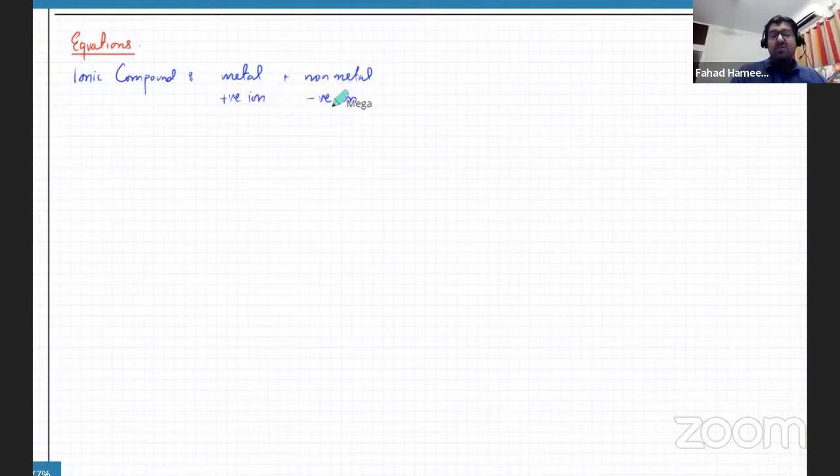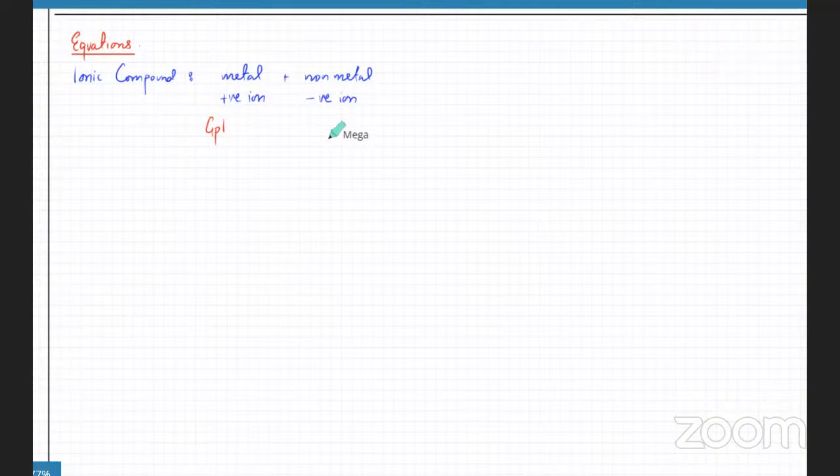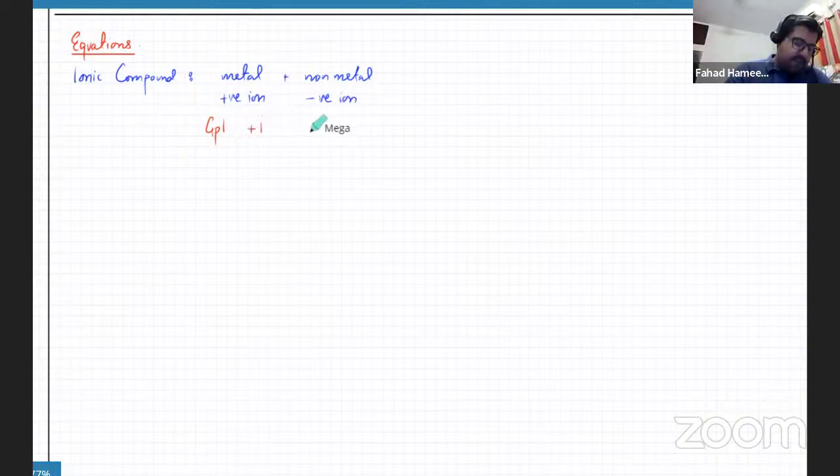So you must know which atom has what charge. For example, does anyone know what is the charge of a group 1 atom? Any atom that belongs to group 1, what is the charge of that? +1. Okay, that is going to be +1. You've got group 2, and that's going to be +2. Okay, so I'm assuming all of you know this. Group 3 is going to be +3.